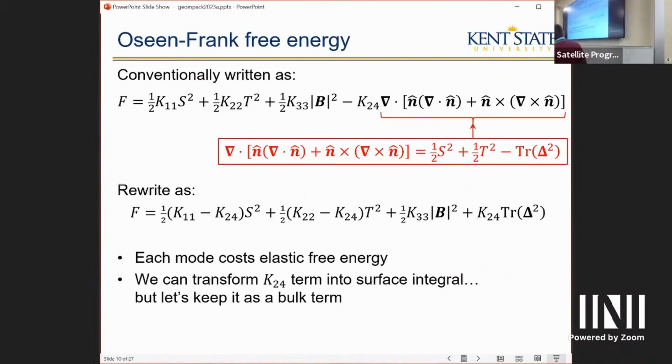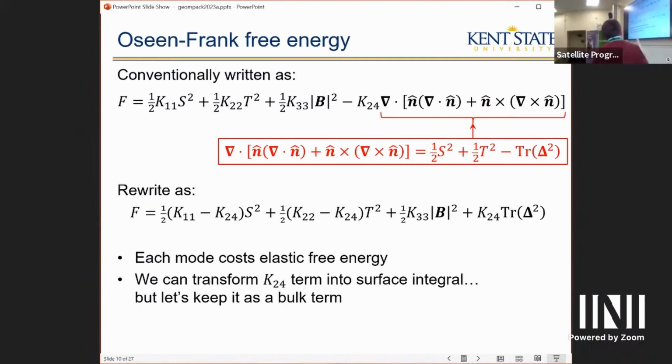Okay, so now for the elastic free energy, it's conventionally written in this way, which is actually a little bit weird, right? It looks like splay squared plus twist squared plus bend squared. And then they've got this other combination of stuff, which is called saddle-splay. What I would point out here is that this saddle-splay stuff is equal to a half splay squared plus a half twist squared minus the trace of this delta squared. And so then the elastic free energy becomes a sum of squares, which I maintain is what an elastic free energy always should be anyway.